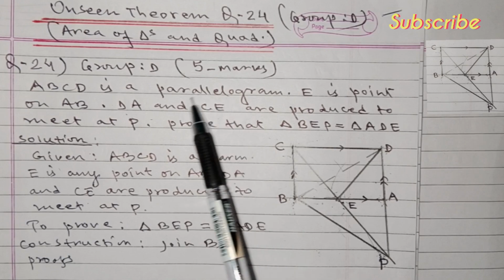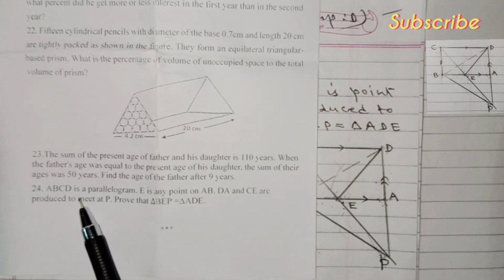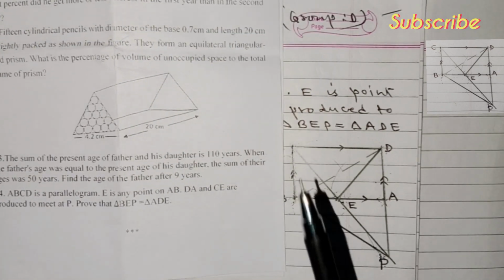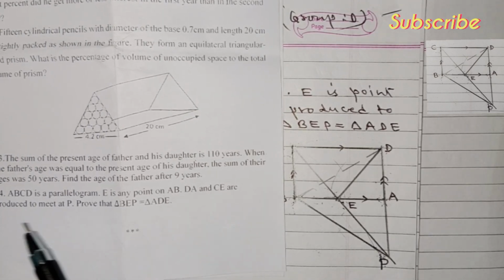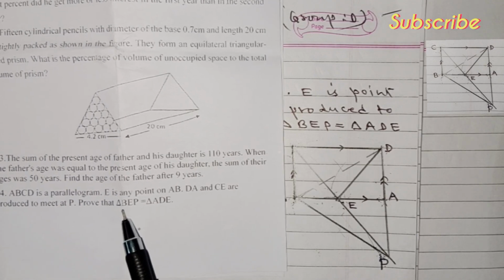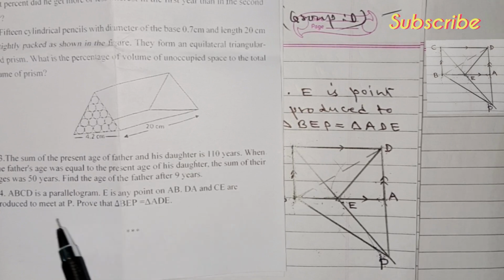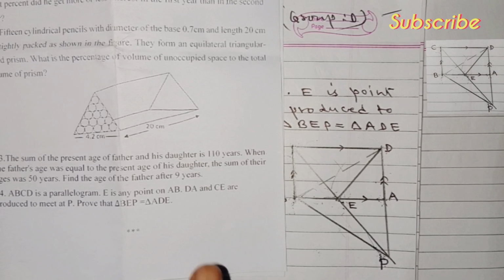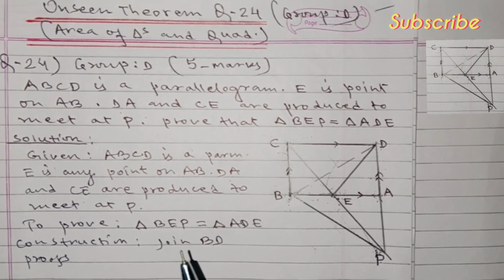Dear students, sometimes the question is asked without a figure, so let's look at the question. In this question number 24, ABCD is a parallelogram, E is a point on AB, DA and CE are produced to meet at P. Prove that area of triangle BEP is equal to area of triangle ADE. So dear students, the question is given simply in words, and we have to make the diagram according to the question. Already I have made the diagram according to the question. So let's look at the proof.